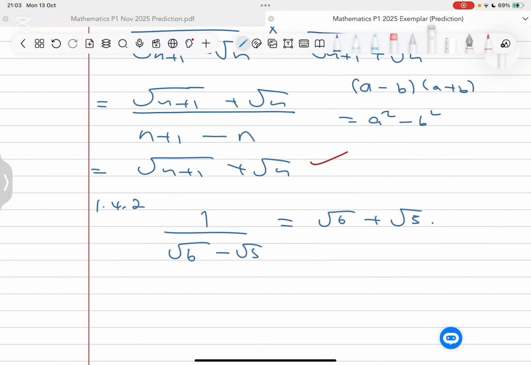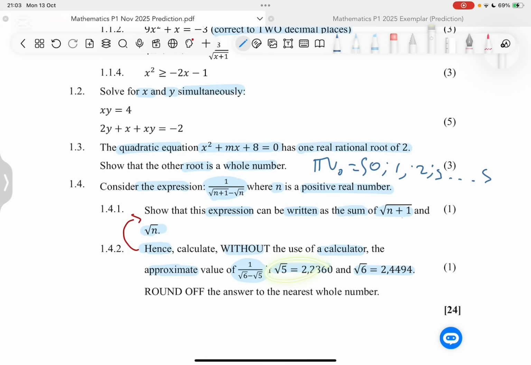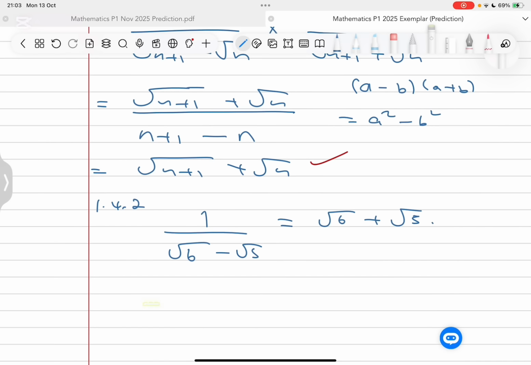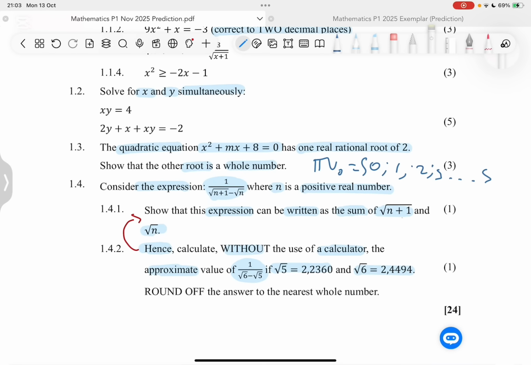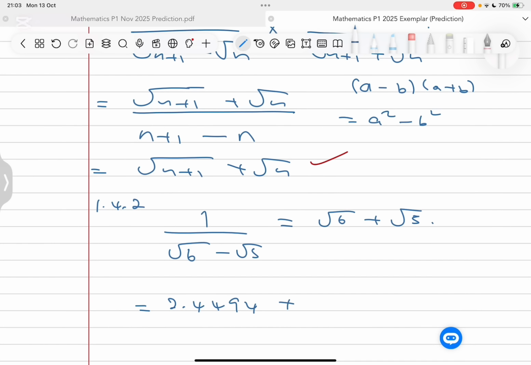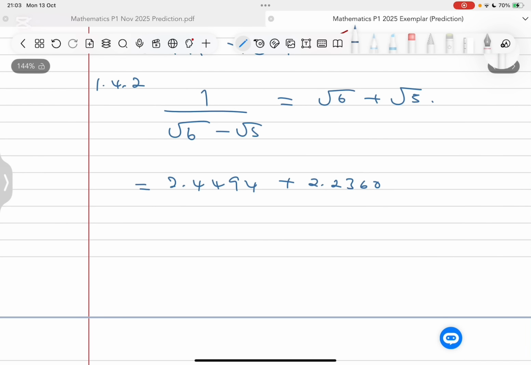Now, when we are at this part, this question becomes very, very boring. Why? Because now I have the sum of two numbers, the root of 6 and the root of 5, and we are given their values here. I'm given that the root of 6 is 2.4494. Can we confirm that? Yes, that's the root of 6. And the root of 5 is given as 2.2360. Now we can add these without a calculator.